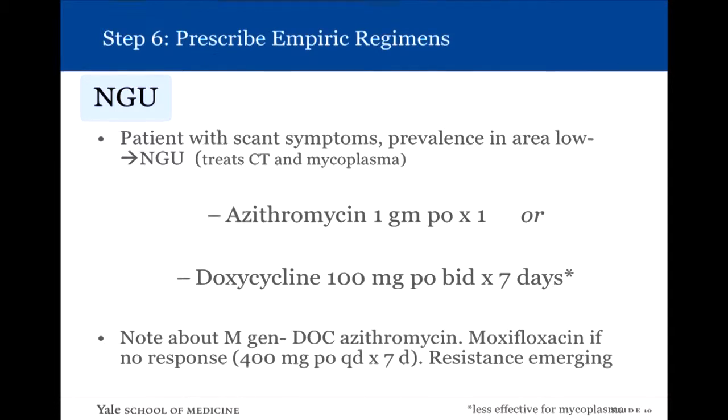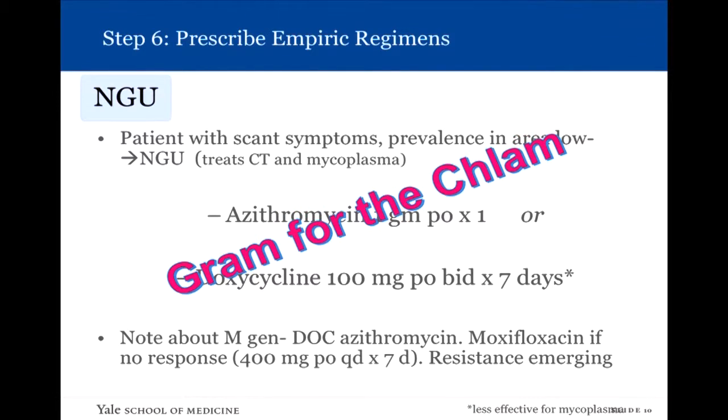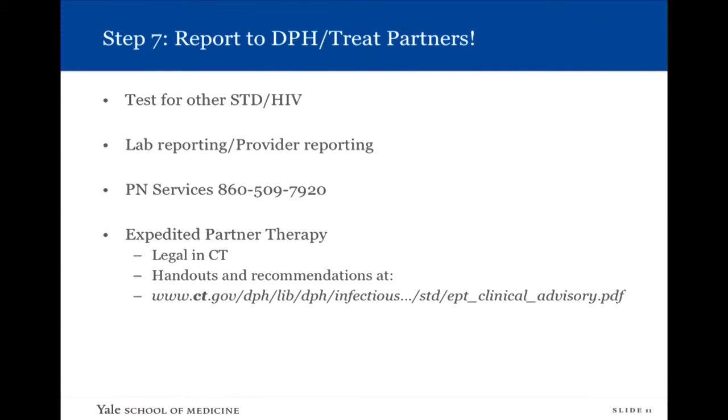But even with that, in places that see a lot of MGen, like Europe and Australia, they're seeing a lot of emerging resistance even to moxifloxacin. So a gram for the clam, otherwise typically we'll get both Mycoplasma and Chlamydia.